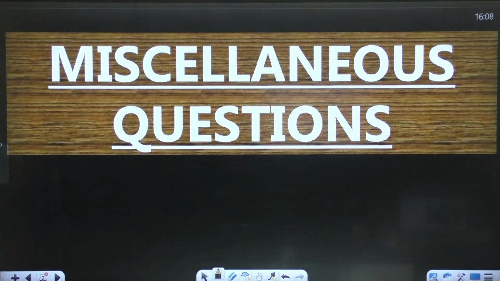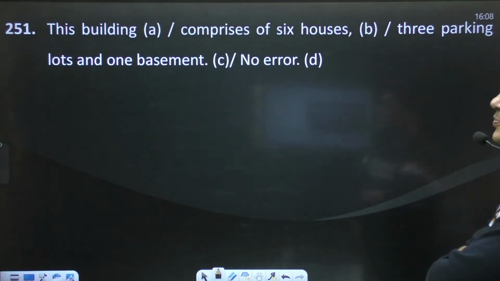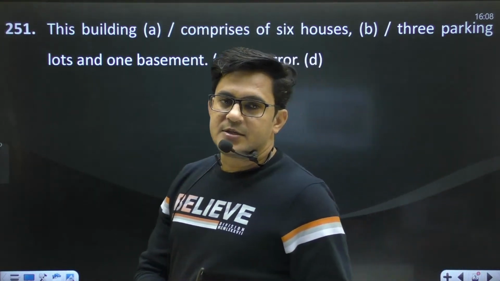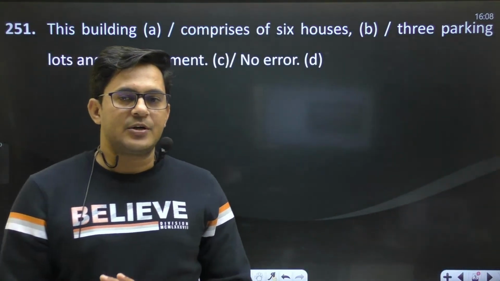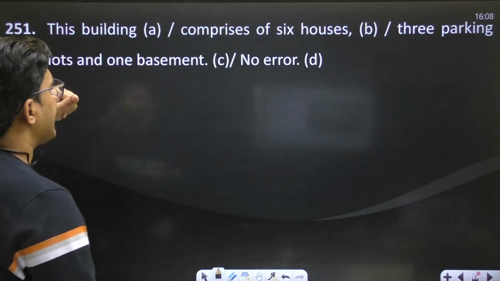And the first sentence, if you talk about the first sentence you have, okay, let us move. This is the first sentence: this building comprises of 6 houses, 3 parking lots, and 1 basement. You have to find out the error part. Out of the different 4 parts, which part has an error?